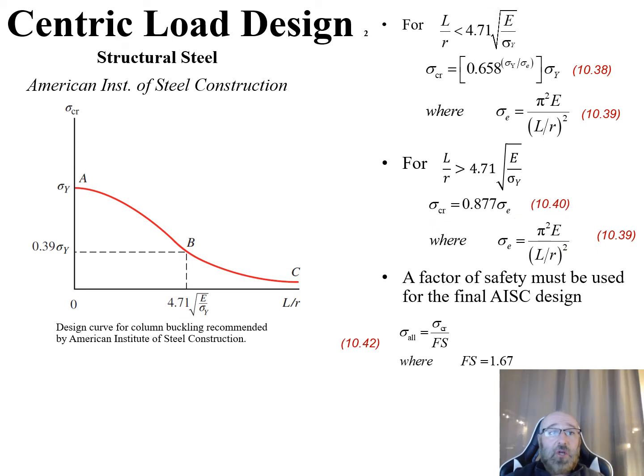So as we mentioned earlier, this curve does not take into account any factor of safety. So factor of safety must be used in the final design according to our AISC. So what we can do is we can reference back to our equation 10.42 in our textbook and show that our allowable stress is equal to our critical stress divided by our factor of safety, where in this case here, for our example, our factor of safety will be 1.67. So we can plug that in order to calculate our allowable stress, or compare it for our final design using our value from our critical stress.